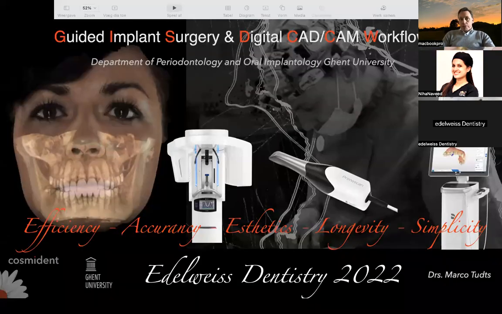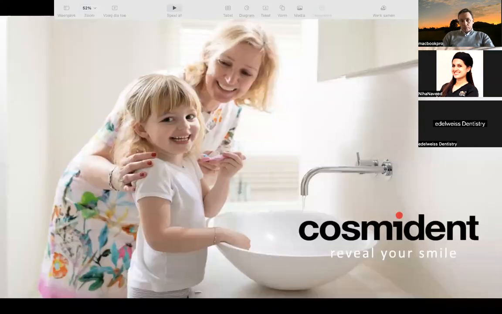The idea of guided implant surgery and digital CAD/CAM workflow, what's important to understand is if you want to go full digital, you need some very important things in your daily business. You want efficiency, you want accuracy, aesthetics, longevity, and simplicity. And that's what we brought together in the system from Edelweiss.